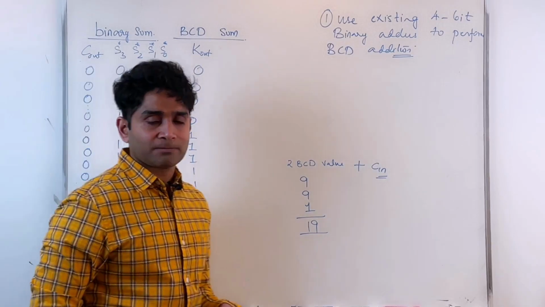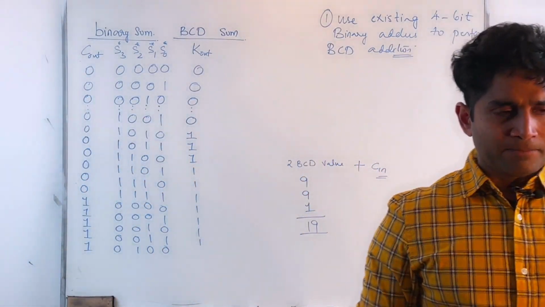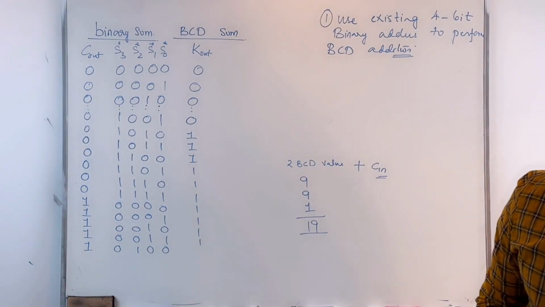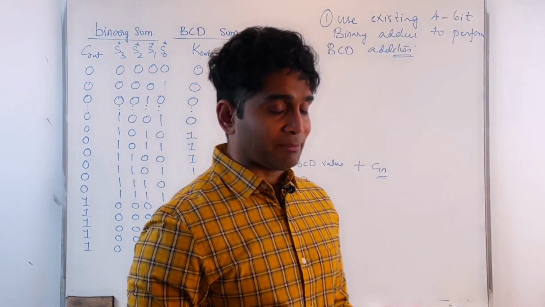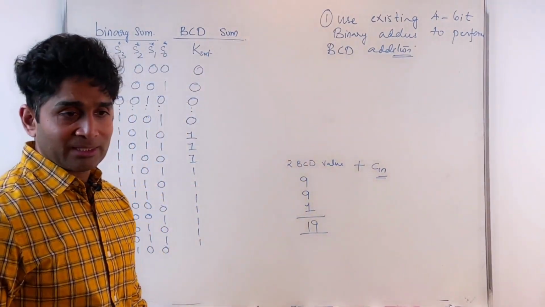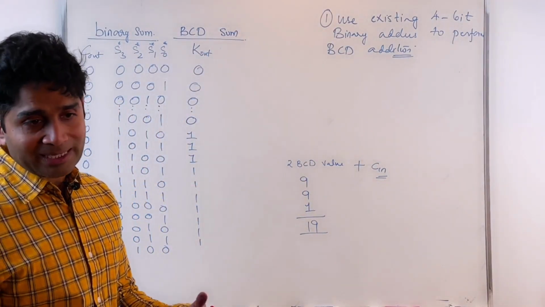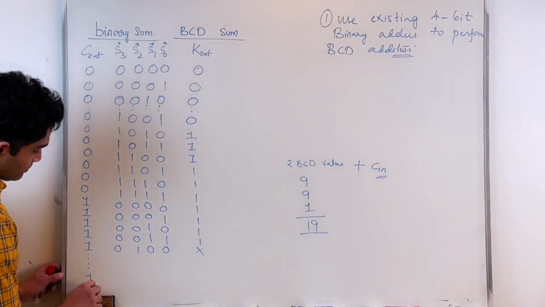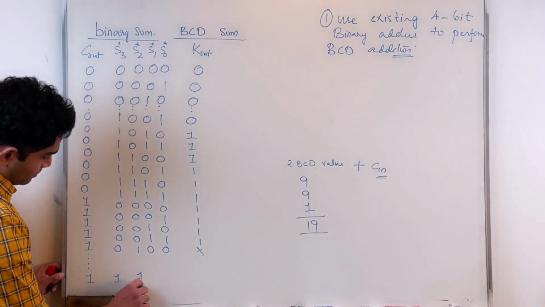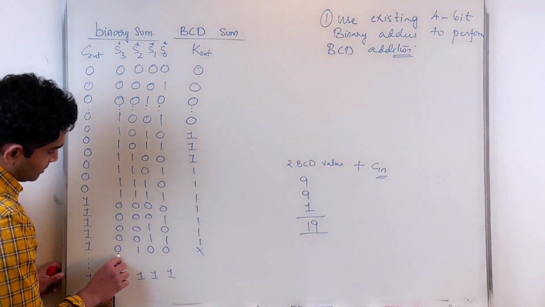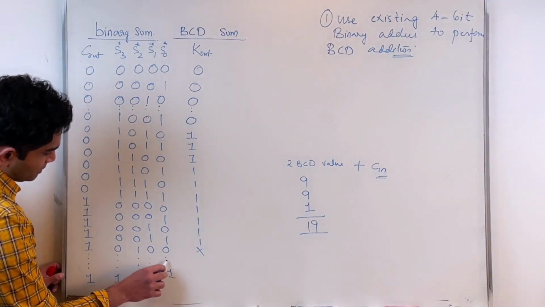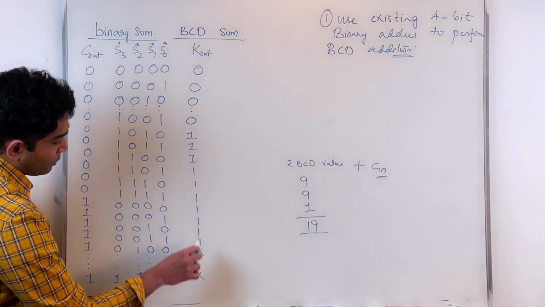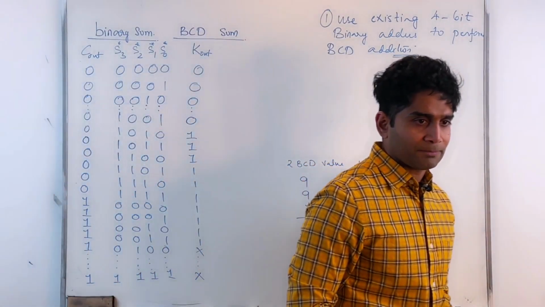What should be my K out? I'm designing a system for K out. I don't have a sum called 20. When I'm adding 2 decimal numbers along with the previous carry, I cannot generate a sum larger than 19. So that's going to be my don't cares, all the way down to 1, 1, 1, 1, 1, which is 31. So all don't cares.